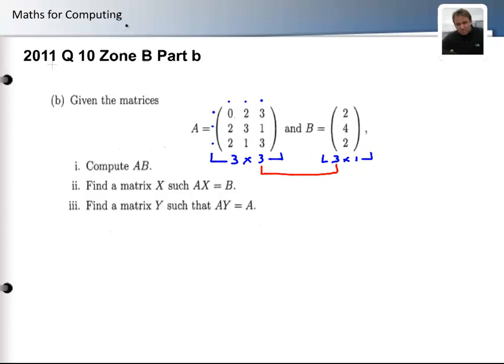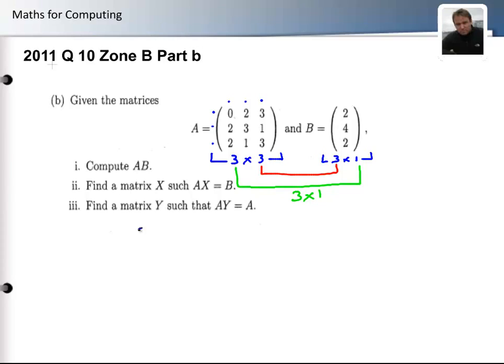What is the output going to look like? More to the point, it is the number of rows in the first matrix times the number of columns in the second matrix. So it's actually going to be a 3 by 1 matrix. Okay, so 3 rows and 1 column. So that's important, because we can set up our answer now. So 3 rows and 1 column.